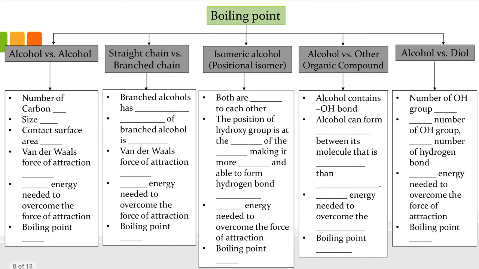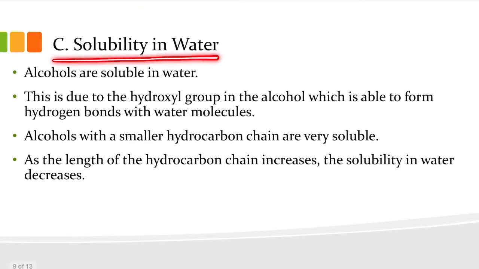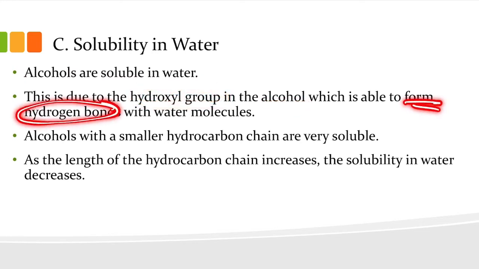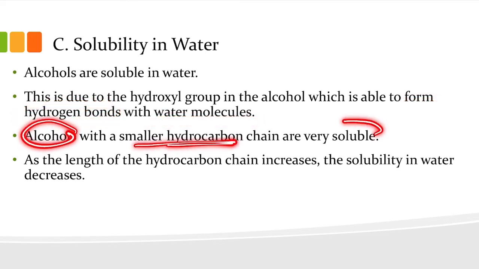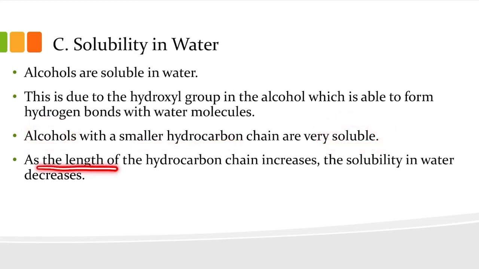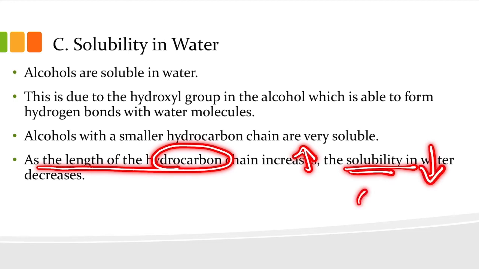So, this is a flowchart to help you remember the 5 categories for comparing the boiling point of alcohol. The next part is solubility in water. We already know that alcohols are soluble in water. This is because the hydroxyl group in alcohol is able to form hydrogen bonds with water molecules. Alcohols with a smaller hydrocarbon chain are very soluble, but as the length of the hydrocarbon chain increases, the solubility in water will decrease. Why?